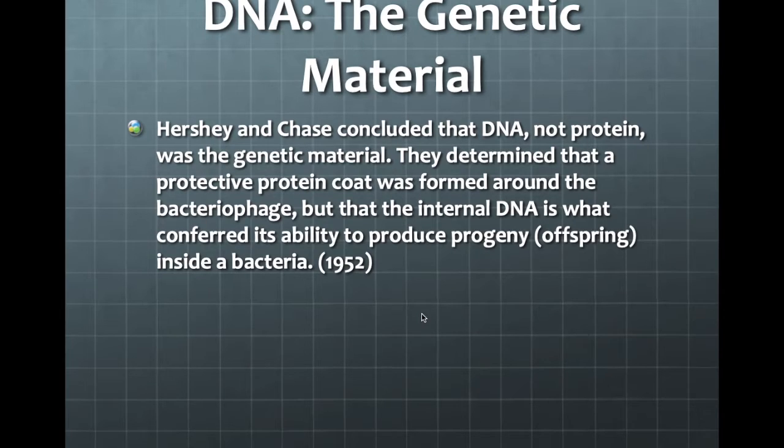They determined that a protective protein coat was formed around the bacteriophage, but the internal DNA is what conferred the ability to produce offspring inside bacteria, and that was in 1952. I would also make sure that you know the scientists and what came about from each scientist.